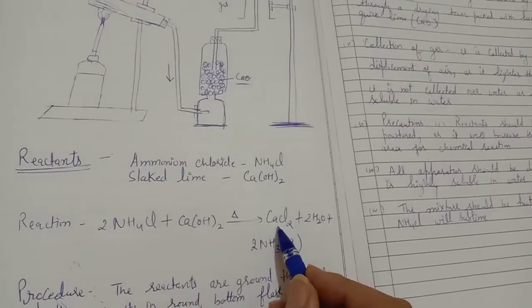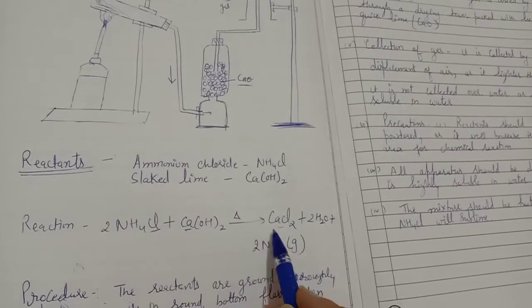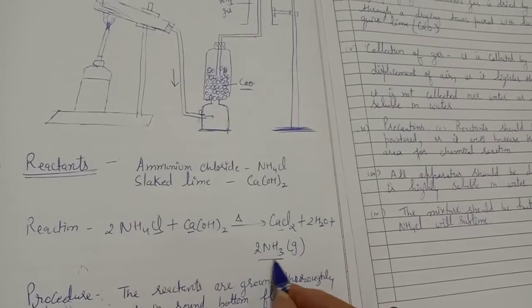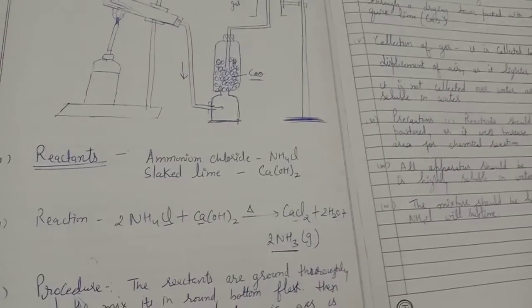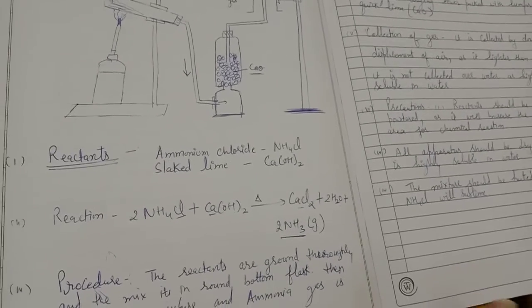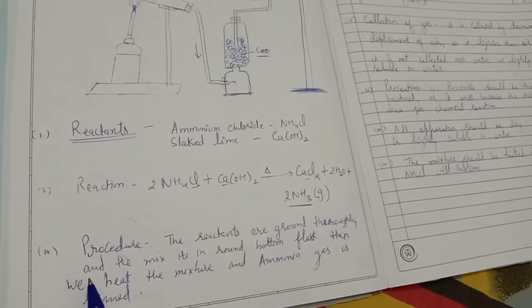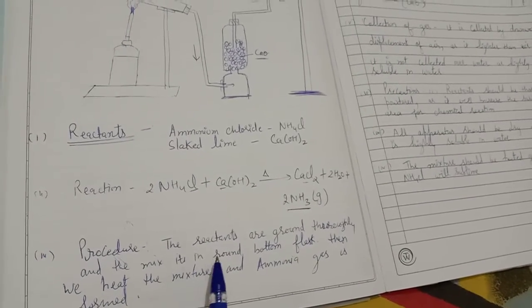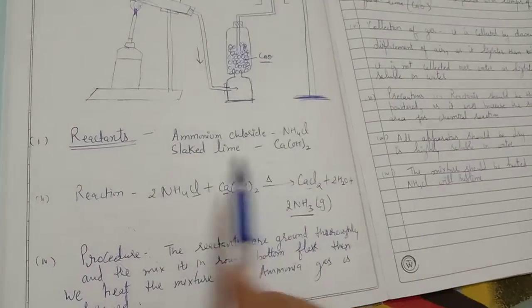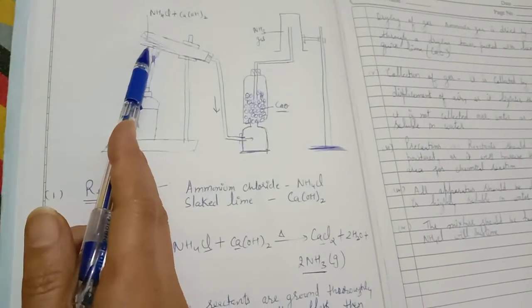When they are heated, calcium combines with chlorine. Calcium chloride is formed, then water is formed, and ammonia gas is produced. So what is the procedure? The reactants are ground thoroughly and mixed in a round bottom flask, or we can do it in a test tube, and then heat it properly.